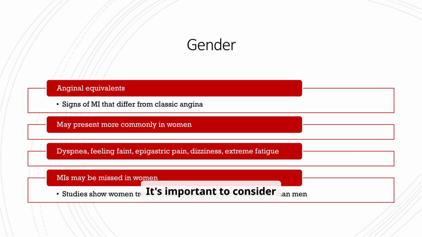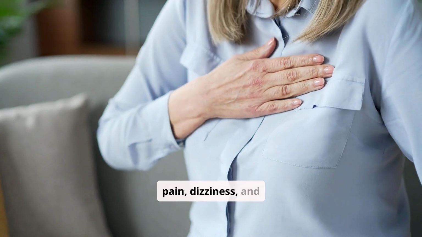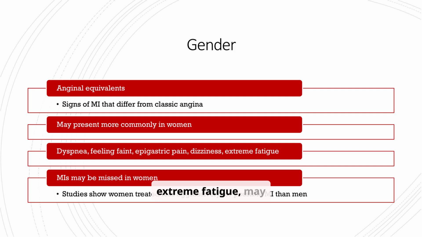It's important to consider gender differences in angina presentation. Anginal equivalents, such as dyspnea, feeling faint, epigastric pain, dizziness, and extreme fatigue, may be more common in women. Studies show that MIs may be missed in women, and they are often treated less aggressively than men.